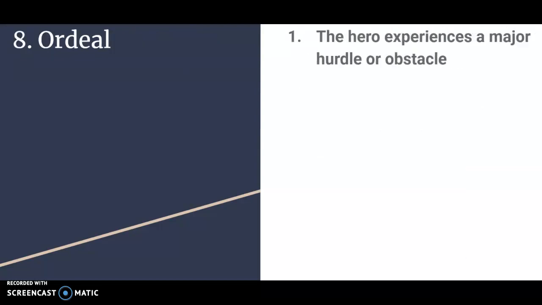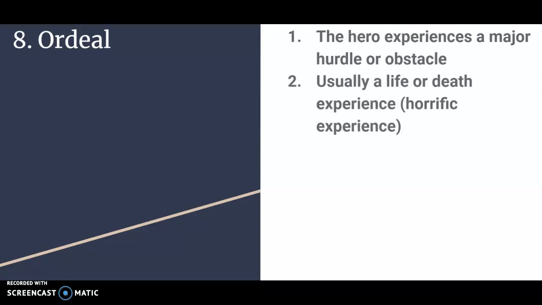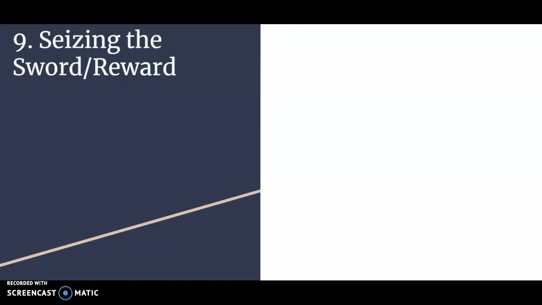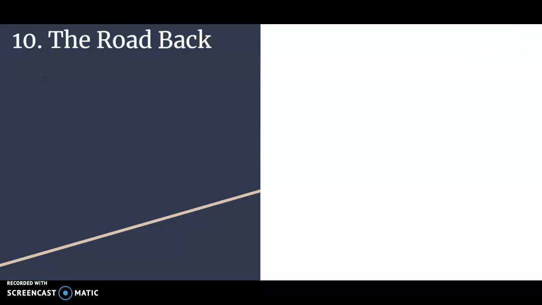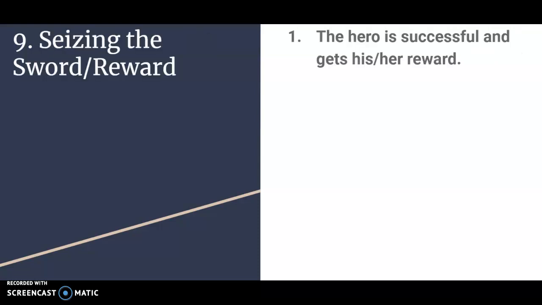Okay, number 8 is ordeal. Now this is where the hero experiences a major hurdle or obstacle. So they've had obstacles and tests before in number 6, but this is going to be the biggest one. This is going to be a life or death experience, a horrific experience. Number 9 is going to be seizing the sword or reward. Now that's essentially where the hero is successful and gets his or her reward that they've been looking for. Okay, they finally get it.